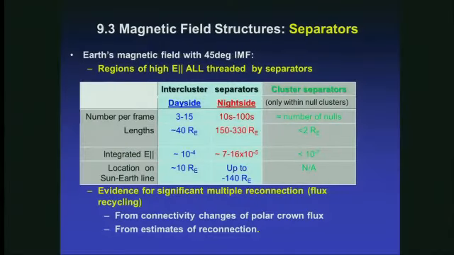Well, all the regions of high E-parallel are threaded by separators. You can look at the particular types of separators. The cluster separators are not very interesting. But the day side separators and the night side separators, their typical number, their typical lengths. Obviously the night side ones are much longer. The integral of E-parallel along them, how much is there? And then the location relative to the Sun-Earth line.